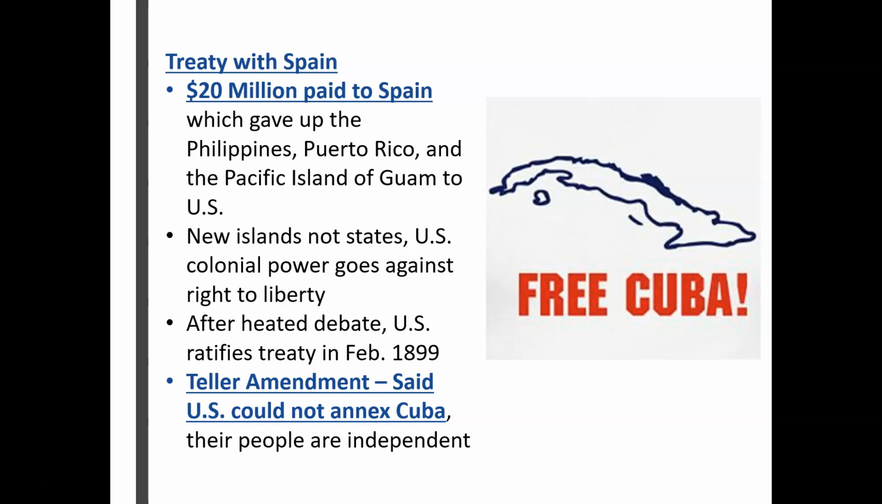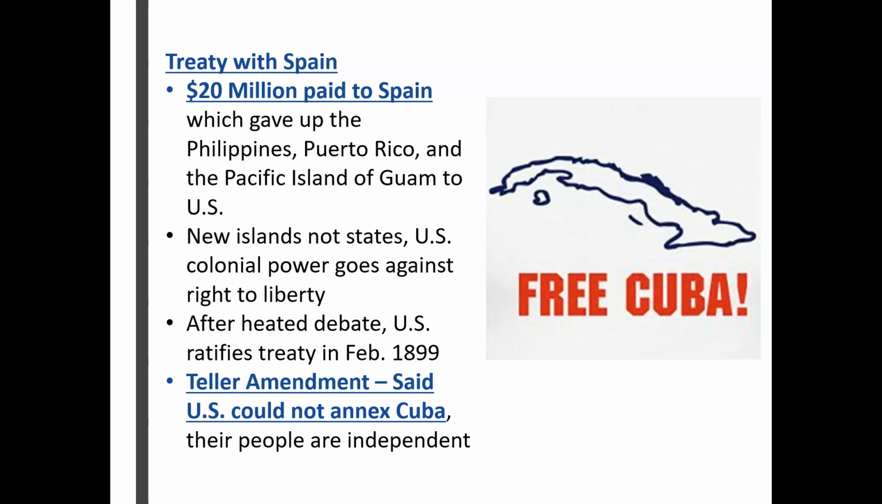So you have this huge debate of, well, instituting them as colonial societies, but yet we said that was wrong for European nations to do. How can we do it? And it gets back to the idea of the Monroe Doctrine: are we the protector or are we the ruler, quote unquote?